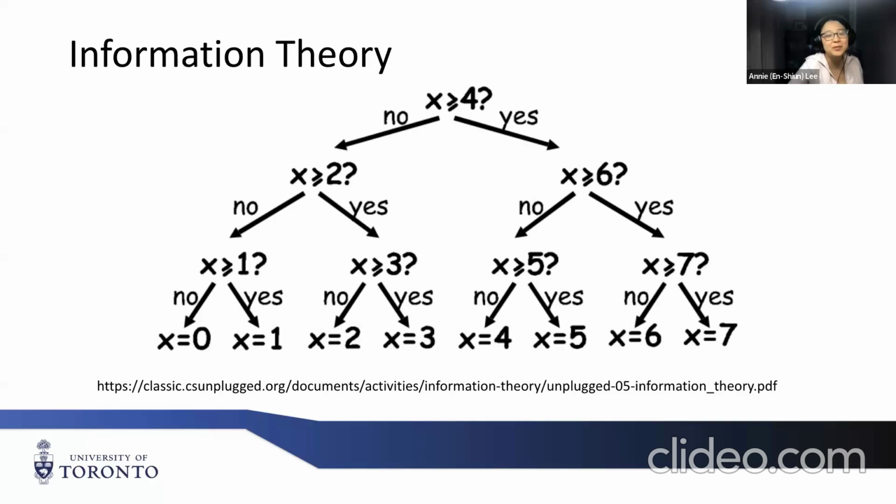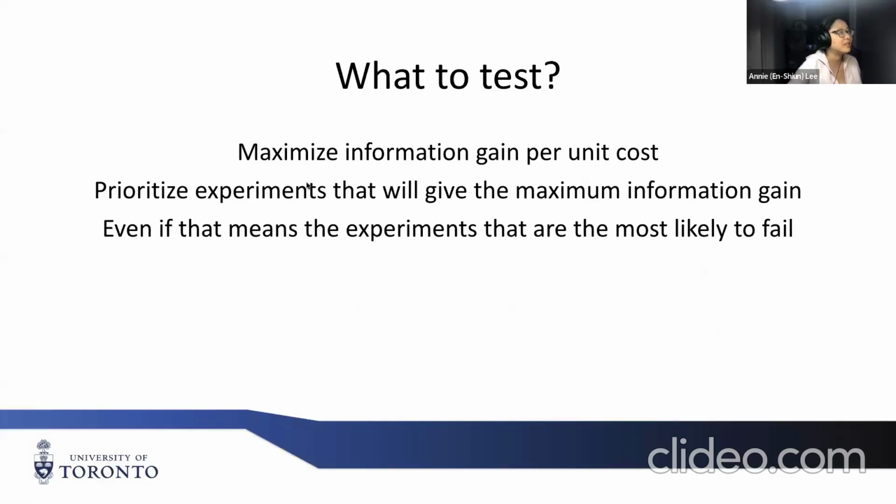But some of you have been doing ablation studies. Some of you have been isolating different parts of the algorithm to ask that question. So what to test? A suggestion is to maximize the information you can gain per unit test. If you've taken information theory, that makes perfect sense. But if you have not, the idea is to prioritize the experiments that will give you the maximum information gain, even if those experiments are the most likely to fail.